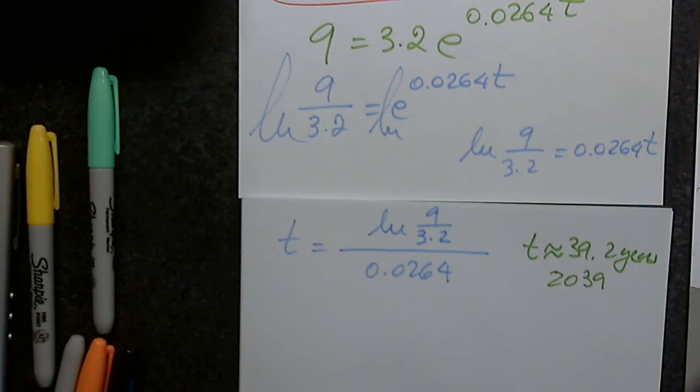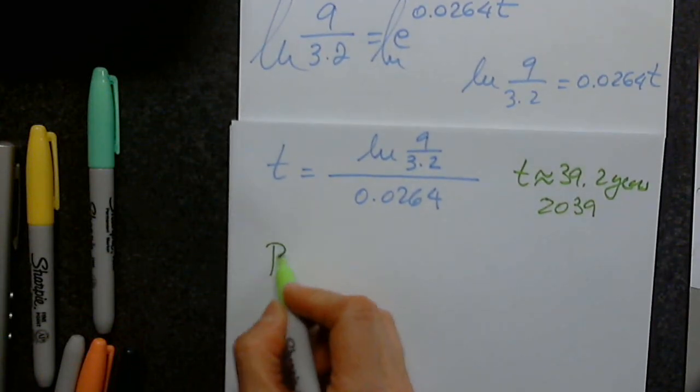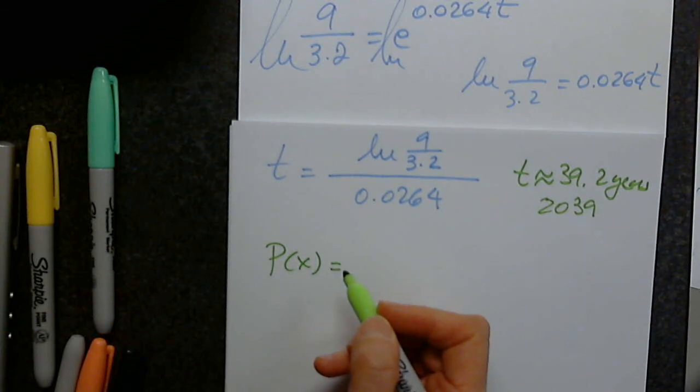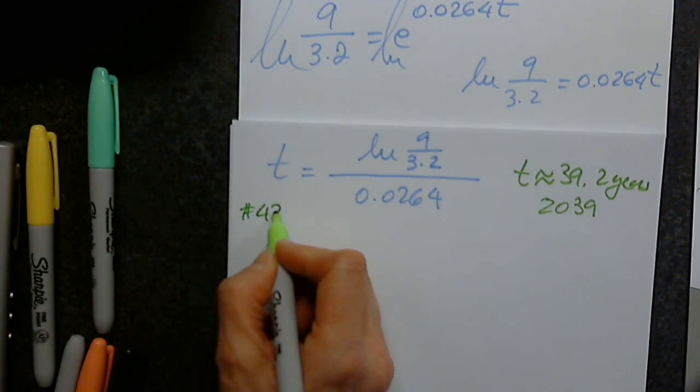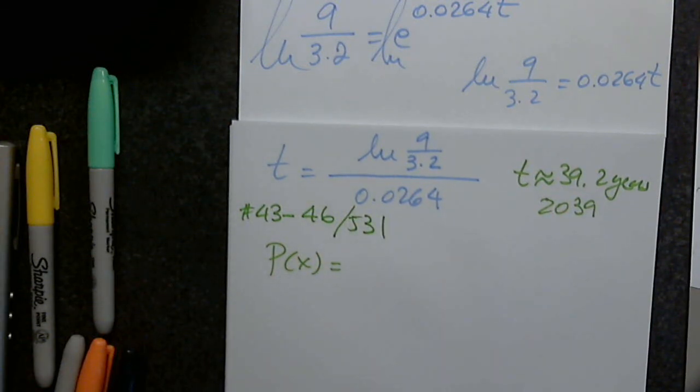Okay, let's look at a logistic growth model. Okay, so we just copy that one, P of x. So these are problems 43 through 46 on page 531. Any questions?